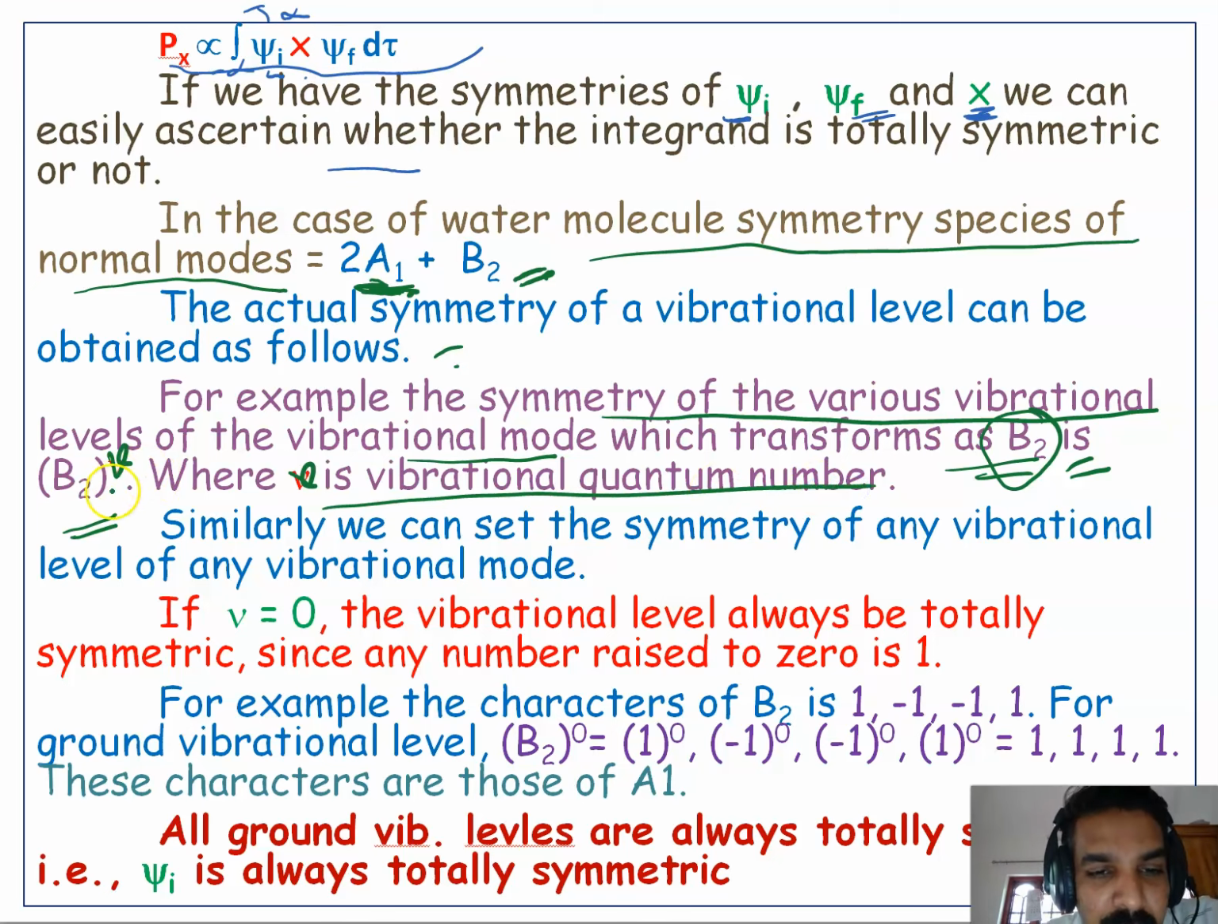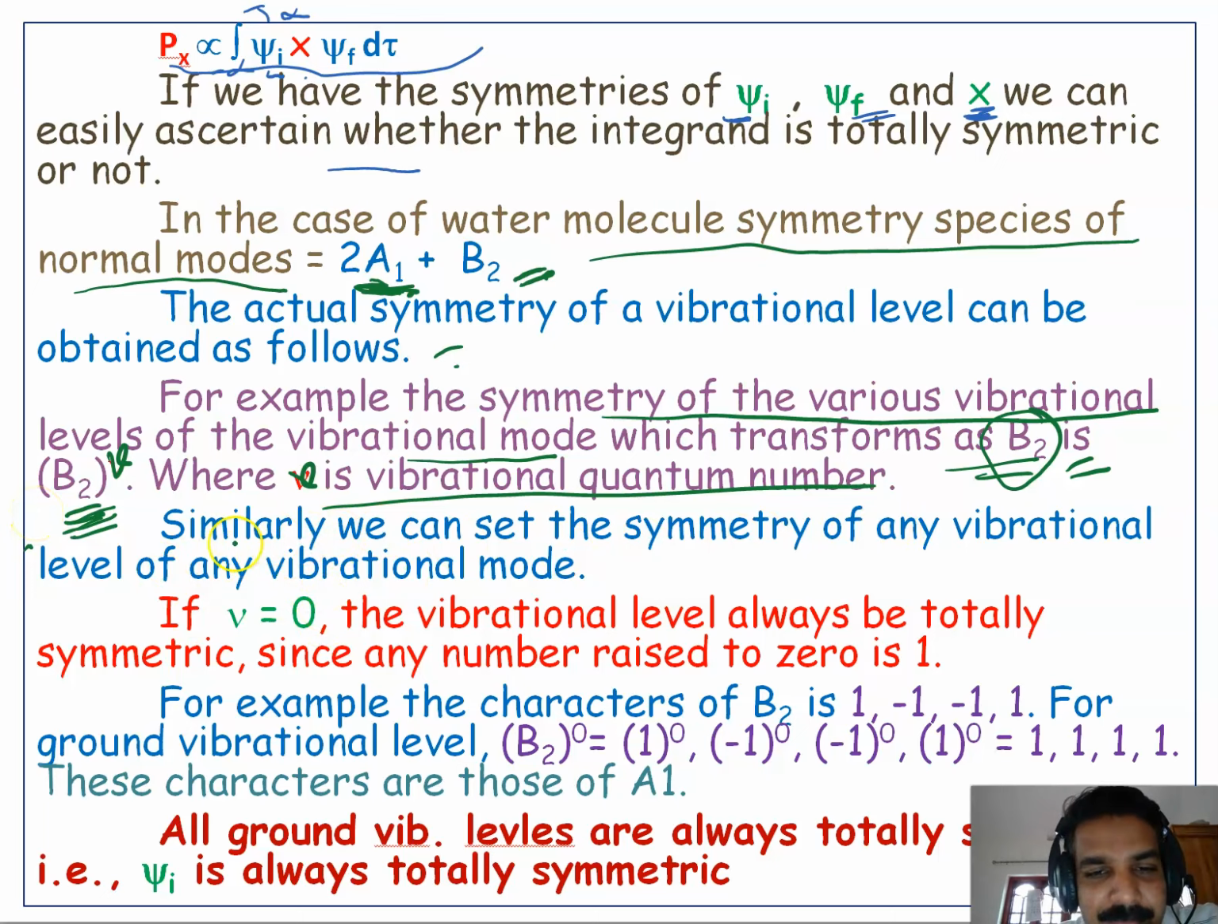For the ground level, the symmetry is B2 raised to 0. B2 raised to 0 means it is an A1 mode, totally symmetric. That I will show you. For the first level, it is B2 raised to 1, that is B2 itself. For the second level, it is B2 raised to 2, that is B2 times B2. We want to calculate the direct product of B2 with B2. What will be the symmetry of that level? Can you understand me?